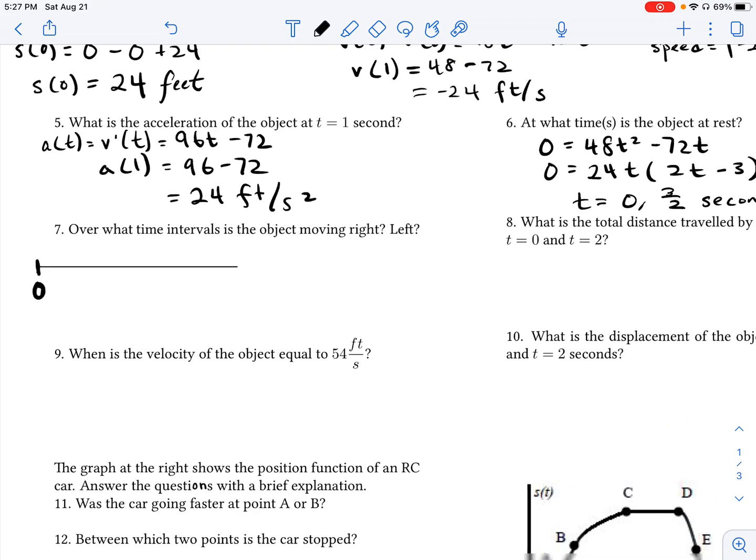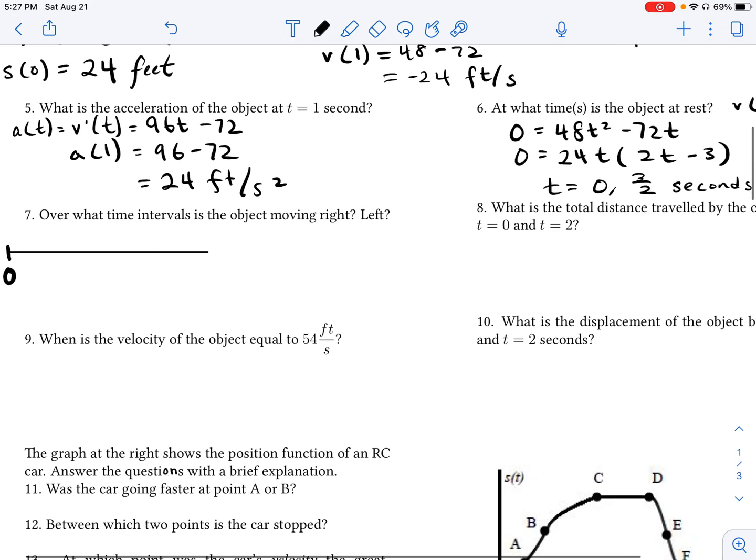And using our previous problem, we know that we have 0 and 3 halves as the zeros to our velocity function. That is to say, that is when the function is equal to 0, and that is when there are going to be possible sign changes. So we're going to mark 0 and 3 halves on our number line, and we're going to try to test values between 0 and 3 halves, and then 3 halves and on. So what would be an easy number to try plugging in between 0 and 3 halves? Well, let's just try something like 1.